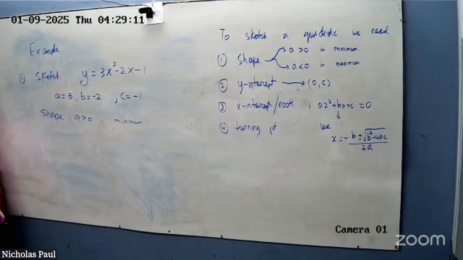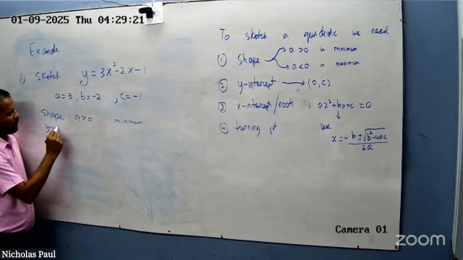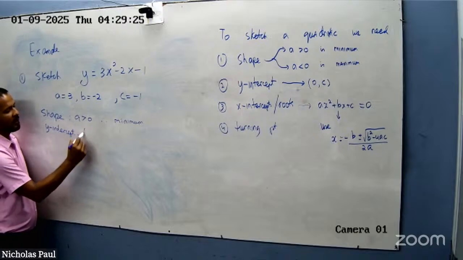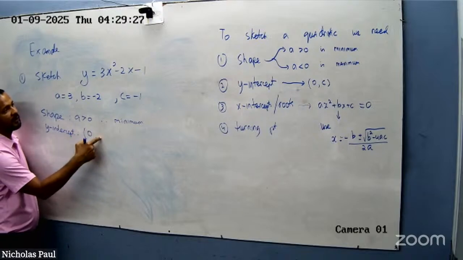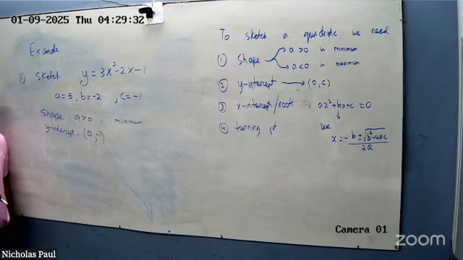That's okay? So we know how it's shaped. Correct? Right? Next, y-intercept. The y-intercept is equal to (0, c). C is minus 1. You okay with that? Right.